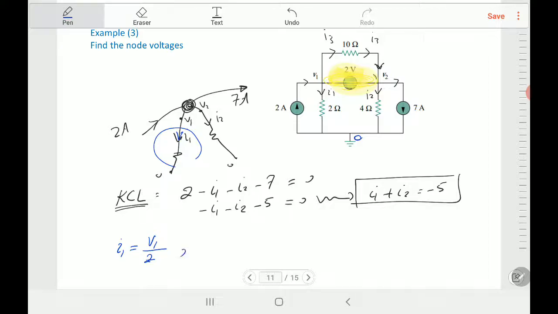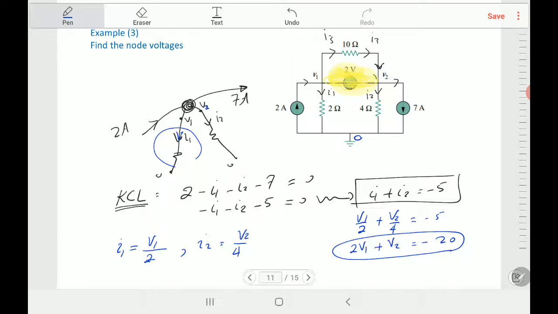Alright. And I2 is V2 minus 0 over 4 ohm. Substitute in this equation I1 V1 over 2, I2, I forgot to put here, V2 over 4 is equal minus 5. Multiply by 4 the whole equation, so you have 2V1 plus V2 equal minus 20. That's one equation. True. You need another equation.